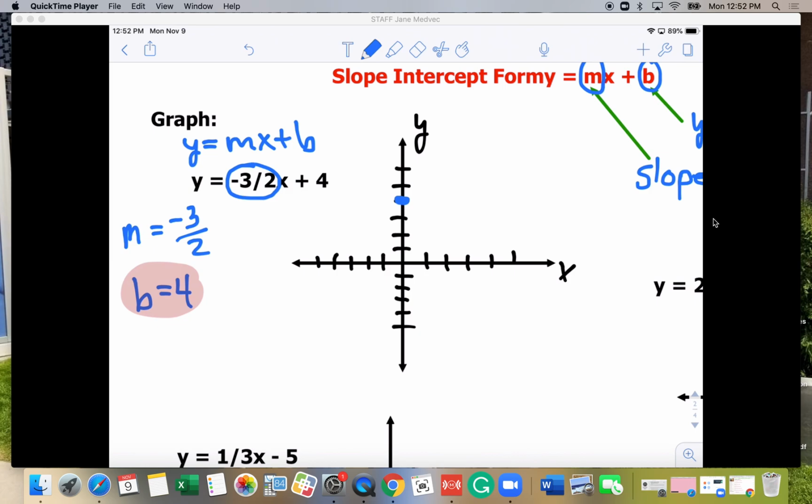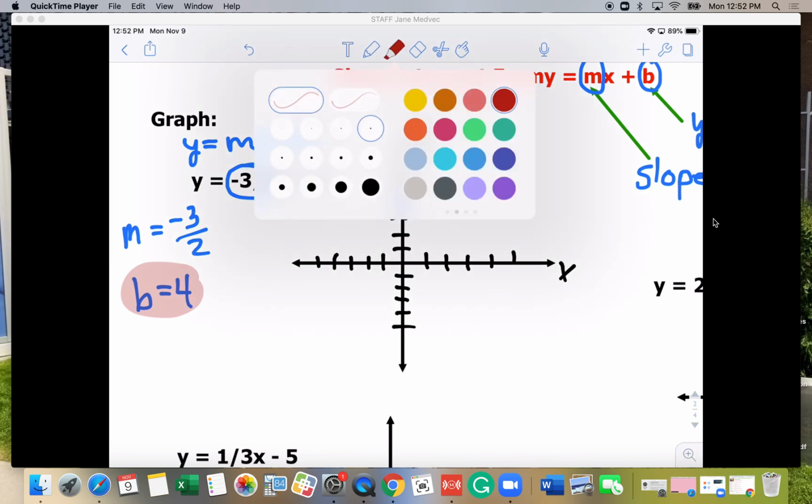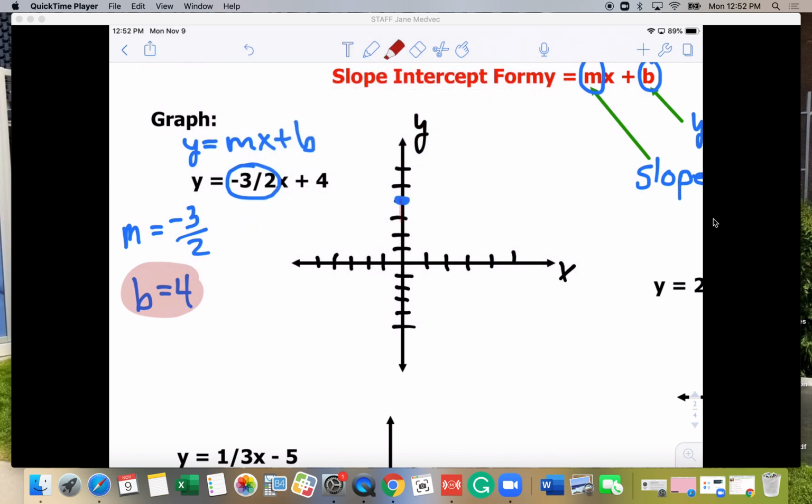I'm going to go down, and I'll use the highlighter to help you with this. I'm going to go down 1, 2, 3, and I'm going to go over 2. So I'm going to put a point there. Then I'm going to go down 1, 2, 3, and over 2 again. I always do 3 points. So I'm going to graph my point. You're going to notice that the slope is negative by looking at it, and you can also see that the fraction was negative. So it makes sense that it goes down from left to right.